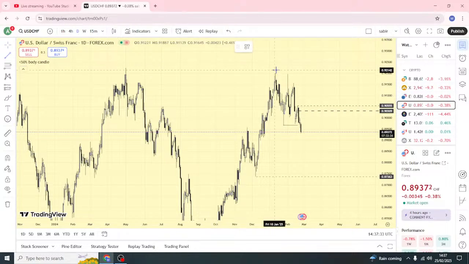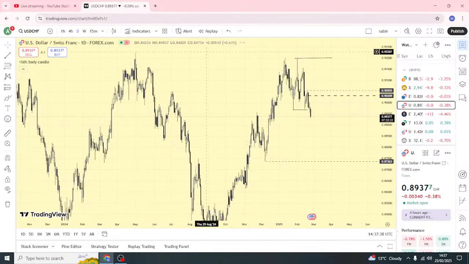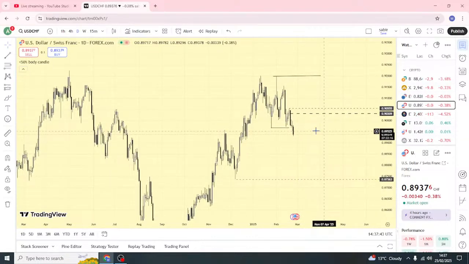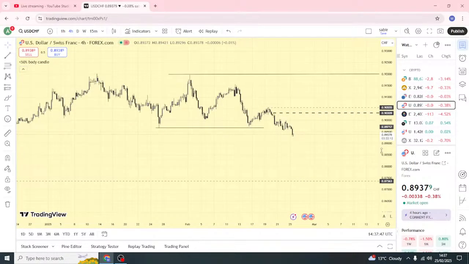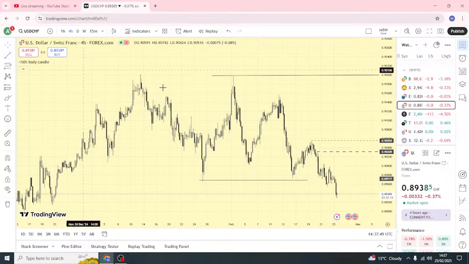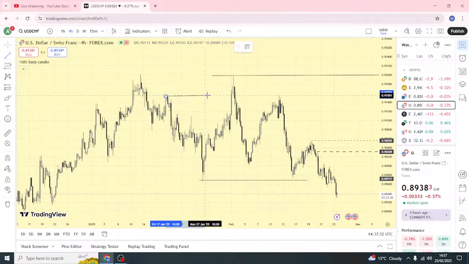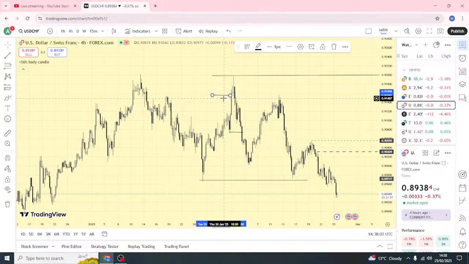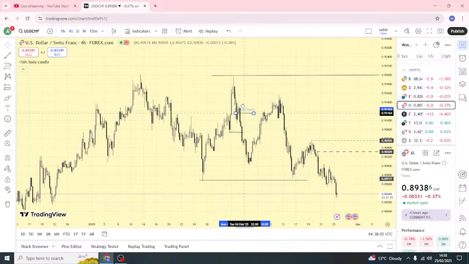Okay, so this is our swing low, this was our swing high, and this is the daily time frame. On the swing structure we were bullish. But when I look at the 4-hour, we see that this is our swing high, which got broken. Now this is our swing low, and this should be our swing high.